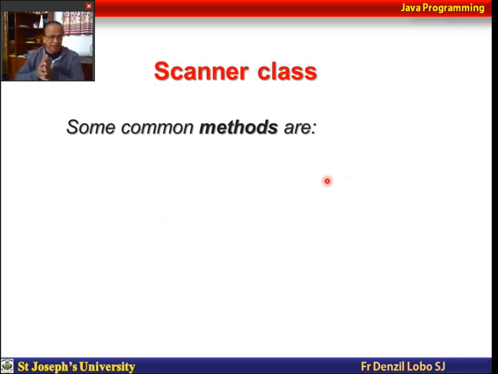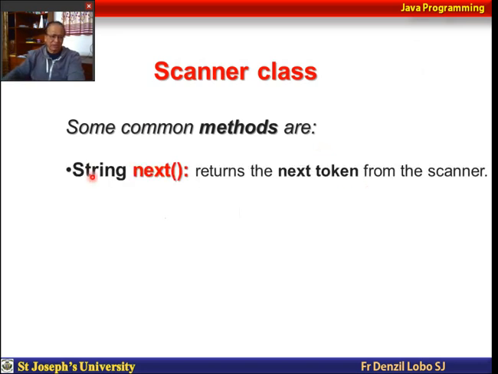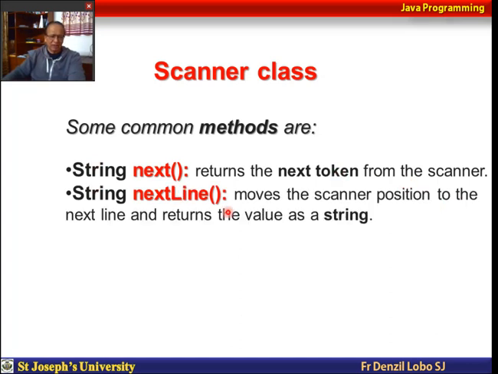Now, to input data, as we have already introduced to you, we use what is called the Scanner class. We have to import that Scanner class and use some of the methods which are there. For example, you are familiar with the next method. It returns a string, the next token. Similarly, there is one more method called nextLine, which moves the scanner position to the next line and returns the value of the string.